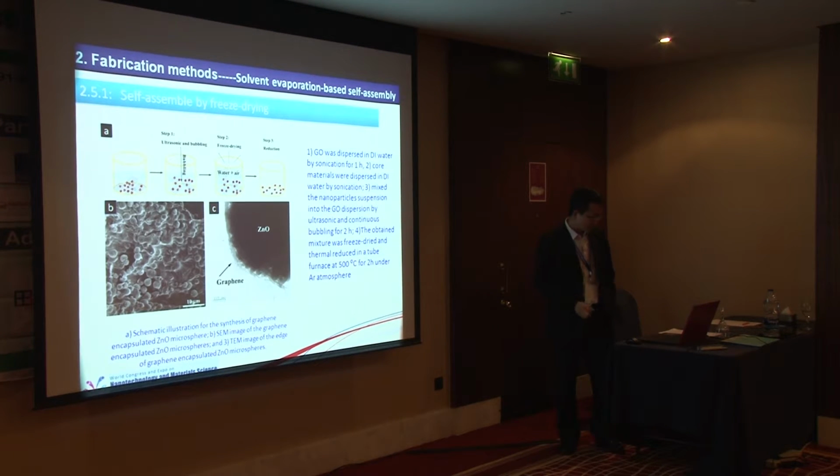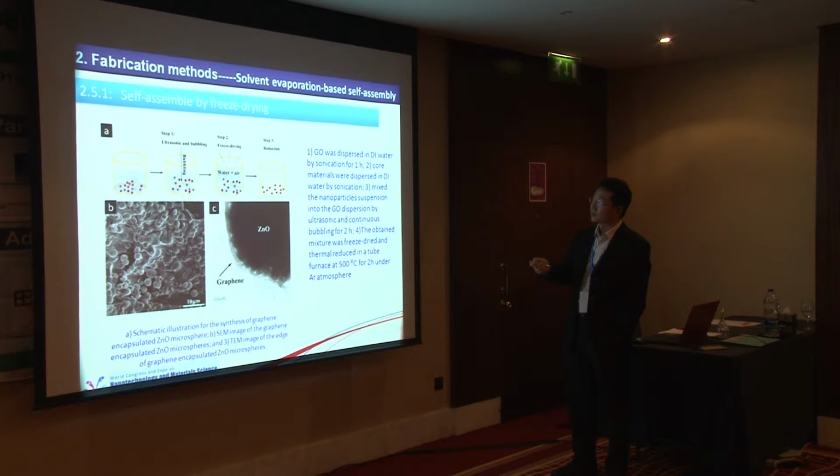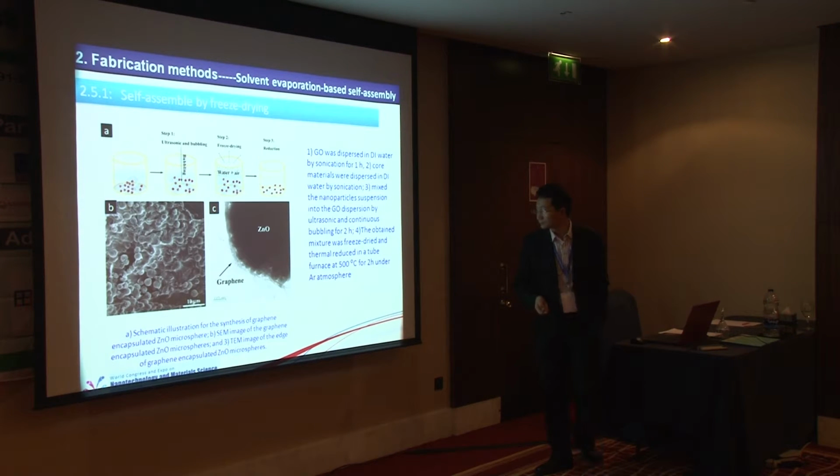Then another method is by using the solvent evaporation based self-assembly. The process is also given here. The GO solution together with the targeting materials, by using the freeze drying method, the graphene layer can self-assemble on this, for example, the zinc oxide layers.